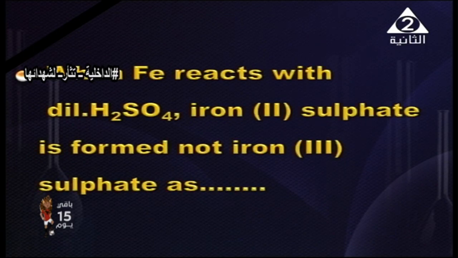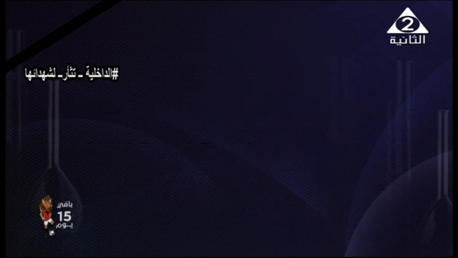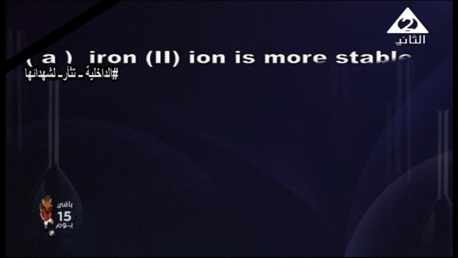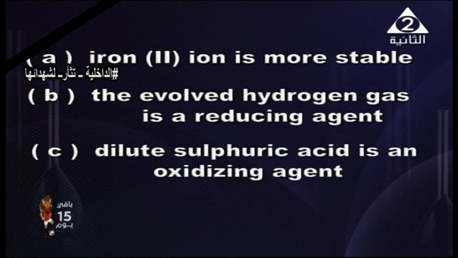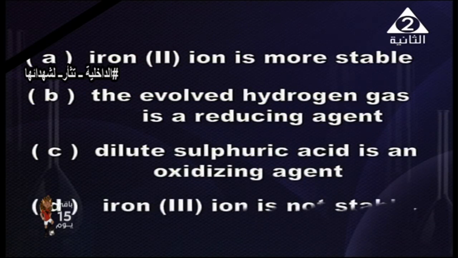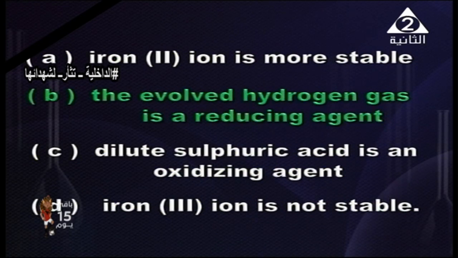Next point: when iron reacts with dilute sulfuric acid, iron 2 sulfate is formed, not iron 3 sulfate. As what? Iron 2 ion is more stable. The evolved hydrogen gas is a reducing agent. Dilute sulfuric acid is an oxidizing agent. Iron 3 ion is not stable. If you think about it, yes, it will be the evolved hydrogen gas is a reducing agent.